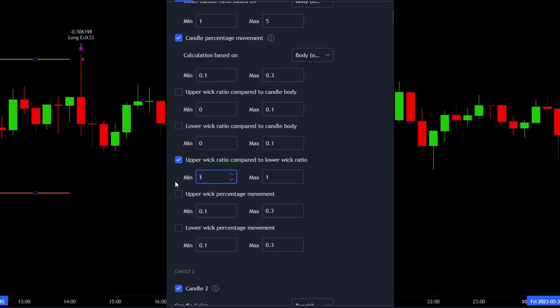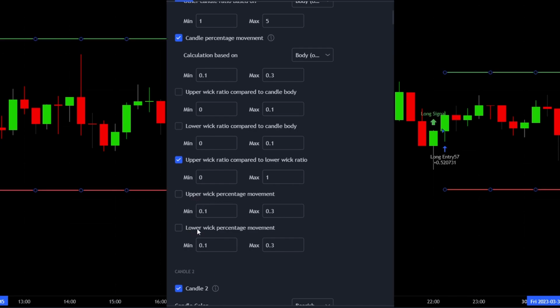That's all. The last two options are self-explanatory. Here you can limit the percentage movement range of the upper wick and the lower wick. Simple as that. Now you know how to use the base logic of the script.